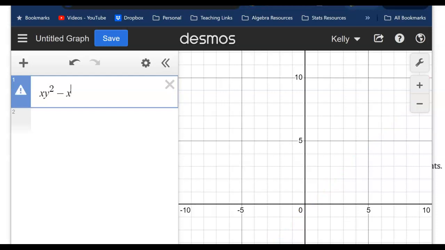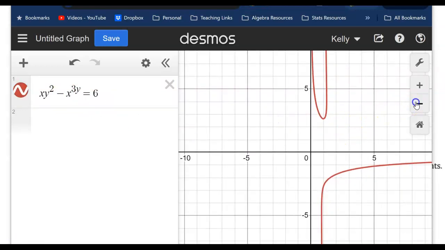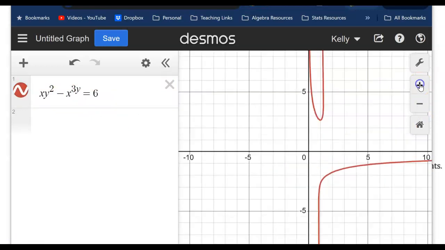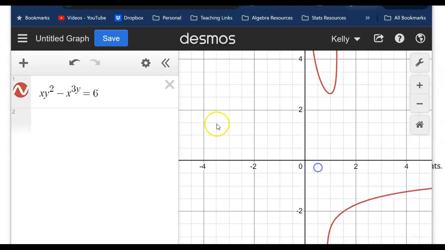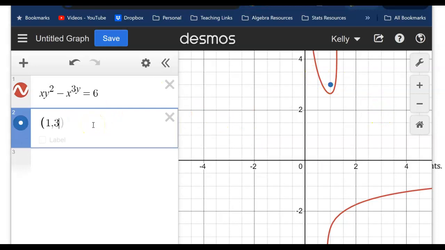It's hubris, I think, to never try problems before you start doing them. All right, so here's our lovely implicitly defined function. We were talking about x is equal to 1, so I guess I can zoom in a little bit. All right, so we got these points out, 1, 3.